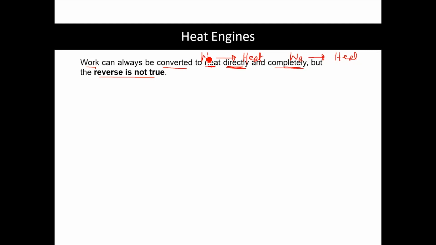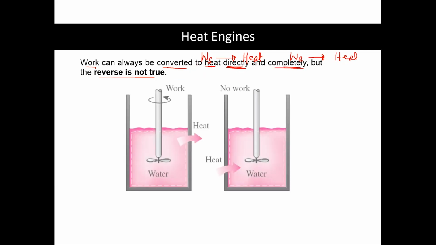You have seen work converting into heat in both the cases, but when I asked you whether heat would convert into work, whether electrical or shaft, you said no, because your experience and observation suggest that this is not possible: that if you heat up a wire, it would start having electrical energy, or if you provide heat to a shaft, it would start rotating. This is not possible based on your observation. So we had a conclusion that work can always be converted into heat directly and completely, but the reverse is not true.